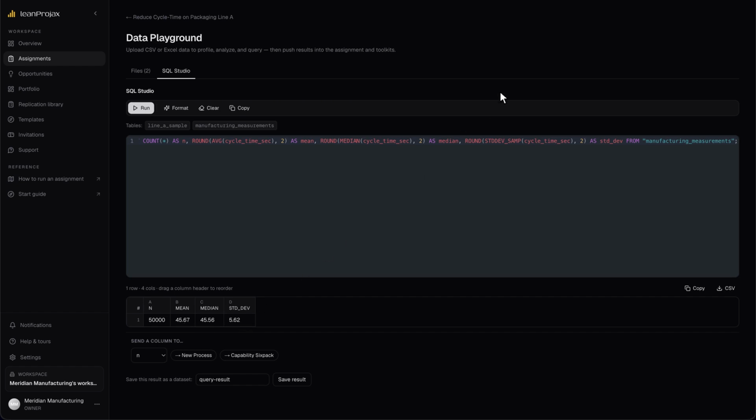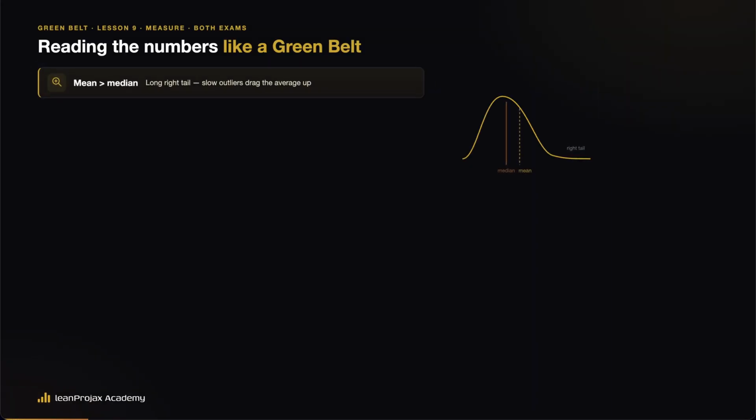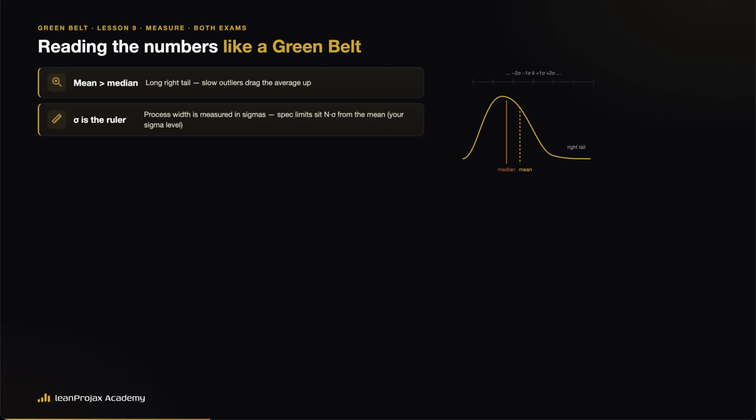Same discipline, any scale. So what do the numbers mean on the job? Mean above the median, a long right tail, slow outliers are dragging the average up. Standard deviation is the ruler of this whole methodology. Process width is measured in sigmas, and specification limits sit a number of sigmas from the mean. That's the sigma level from lesson 0.